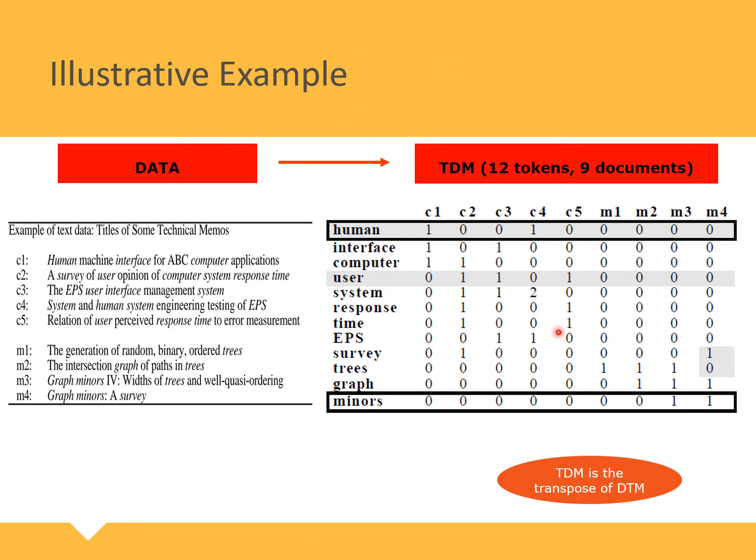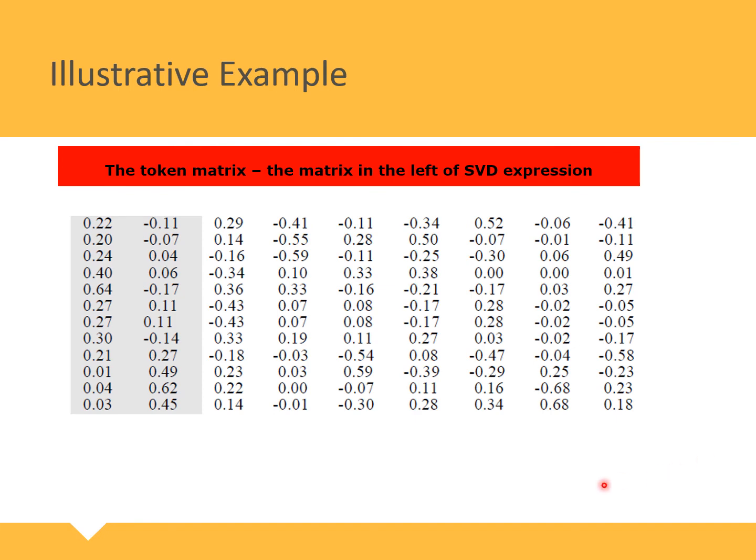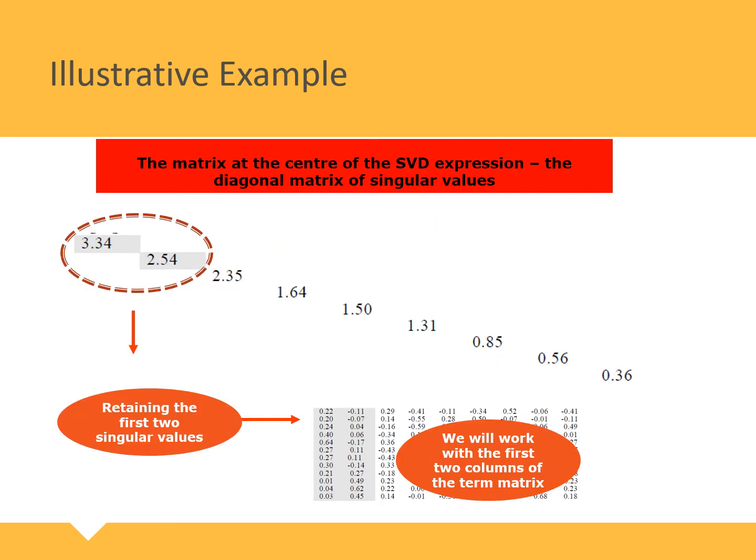So we have constructed the term document matrix. Now let us think of the matrix which was there on the left hand side of the singular value decomposition expression, what we were calling the token matrix. For this particular problem, this is how the token matrix will look, and this is how the singular value matrix will look. It's a matrix of the singular values and it's diagonal.